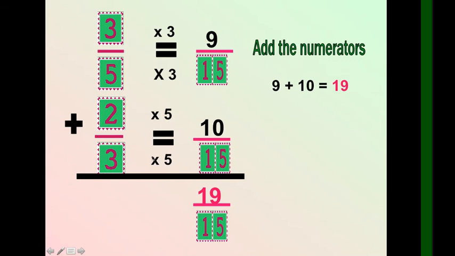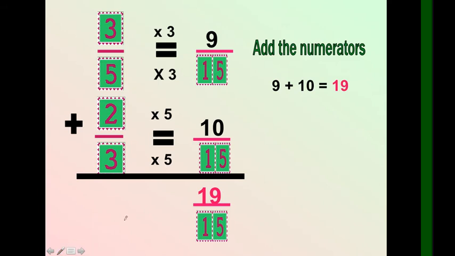Multiply 3 by 5. Ganun din ang gagawin sa 2 sa kanyang numerator. So, 2 times 5 is 10 and 3 times 5 is 15. Since pareho na ang denominator natin, pwede na natin i-add ang numerator. So, copy the denominator. 9 plus 10 is equal to 19. So, we have 19 over 15.